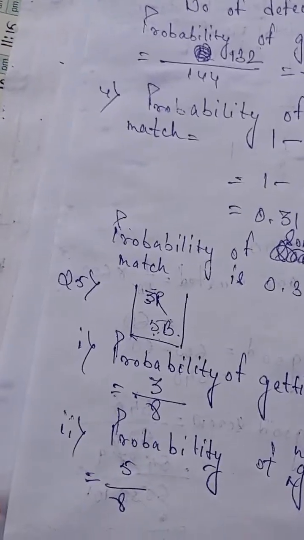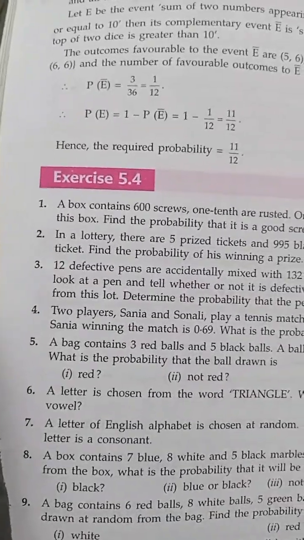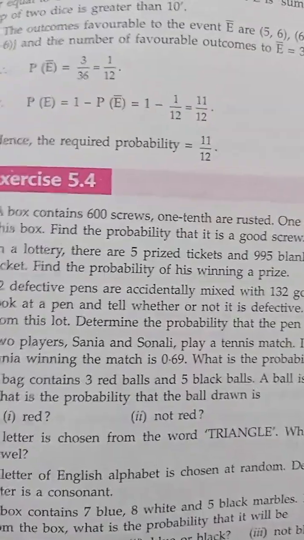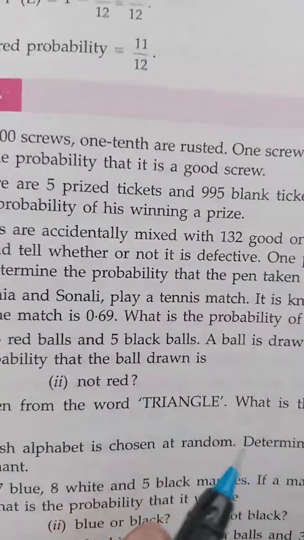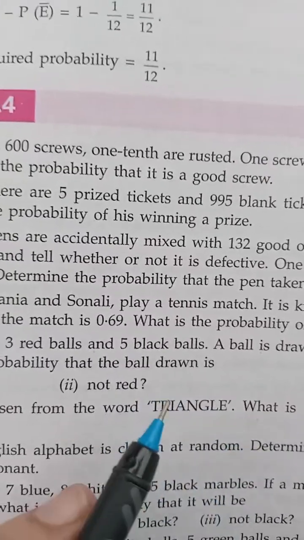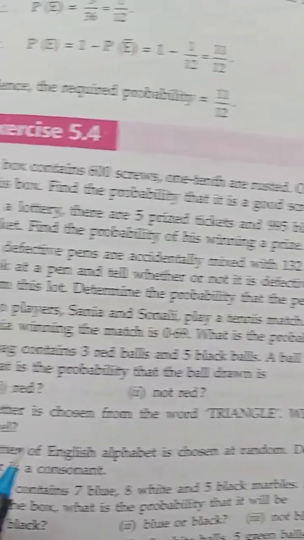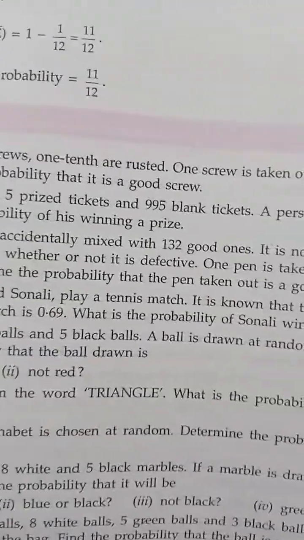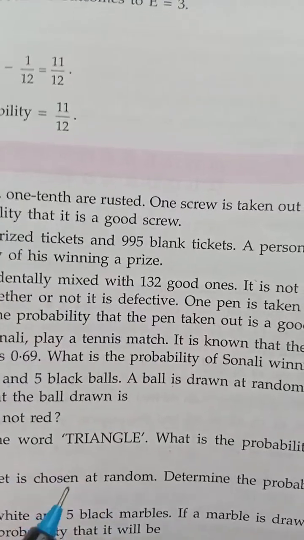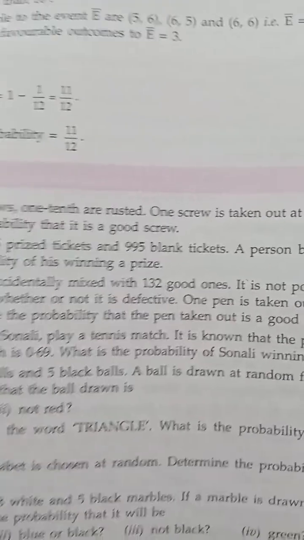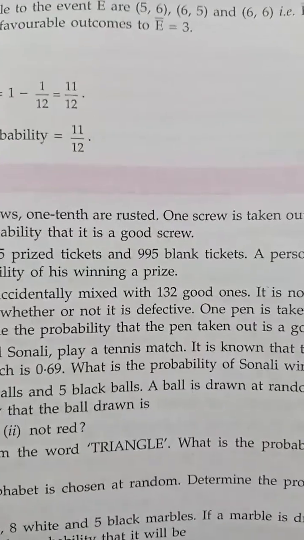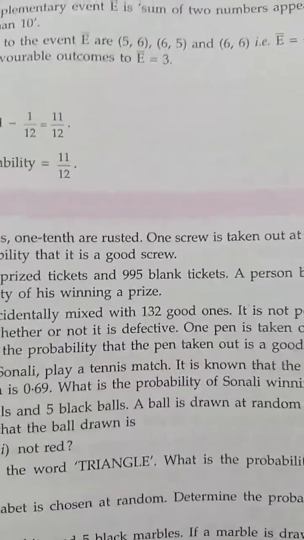So question number 5 is done. Next, move on to question number 6. Question number 6 is: a letter is chosen from the word triangle. So this is the word, and you will be choosing a letter from it. Now, what is the probability that it is a vowel? We have this word, and now you are choosing a letter. We don't know which one we will be picking, so what is the probability that you will be picking a vowel only?